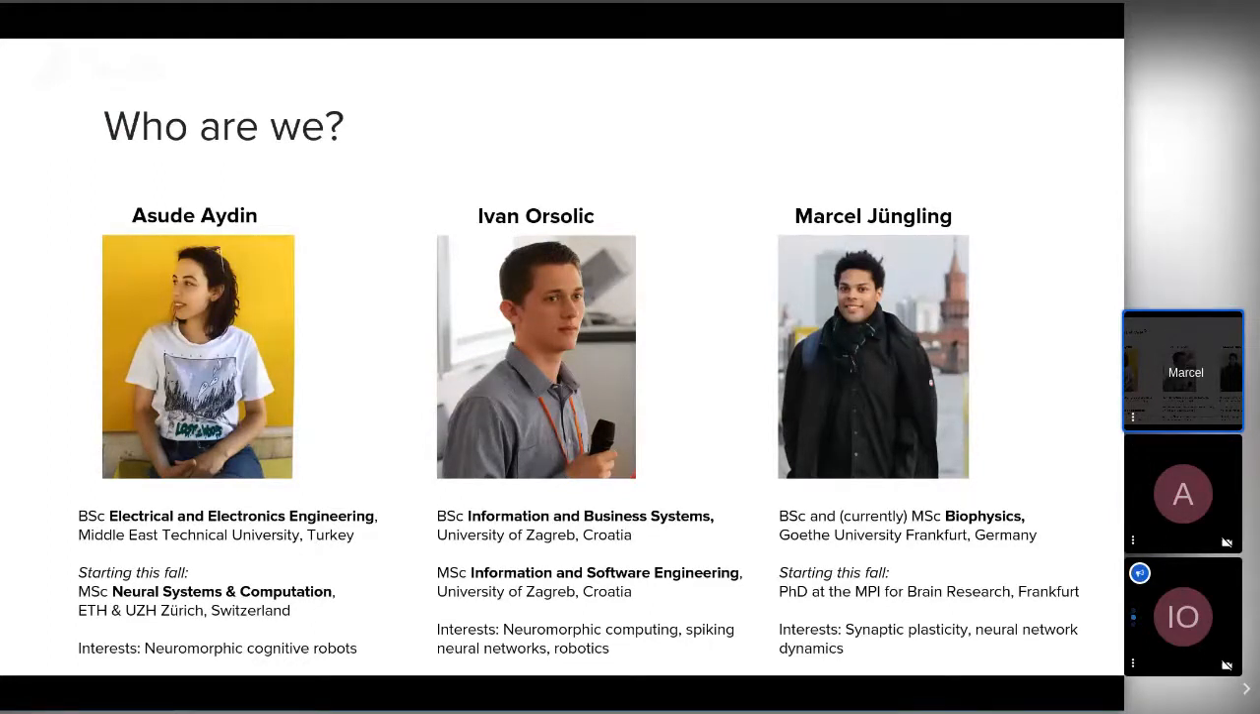I'm Ivan Orsulic, and I'm a freshly graduated Master of Science in Information and Software Engineering from the University of Zagreb in Croatia. Some of my research interests are neuromorphic computing, spiking neural networks, and robotics. And my name is Marcel Jüngling. I'm currently finishing my master's in biophysics at Goethe University Frankfurt and will be a PhD student at the Max Planck Institute for Brain Research starting this fall. And my interests include synaptic plasticity as well as neural network dynamics.